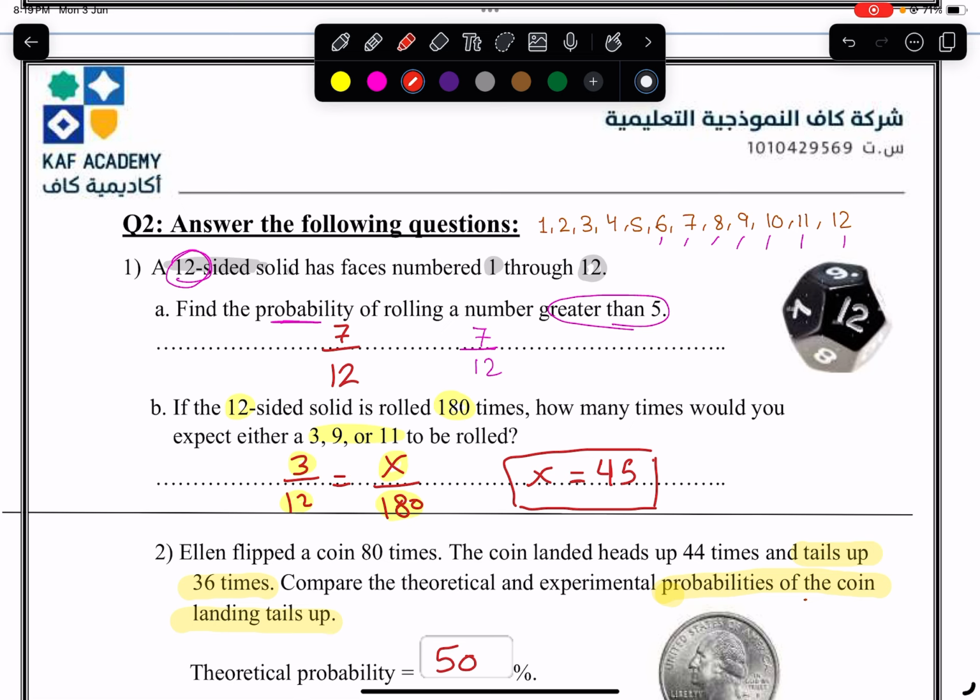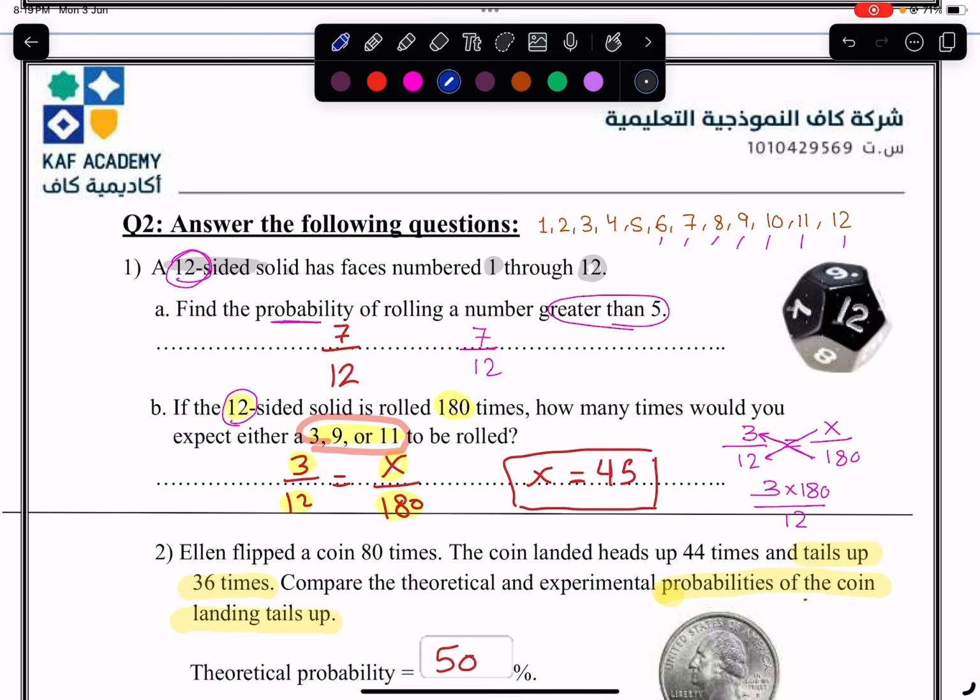So if I give you the number rolled, that means you have 3 over how many faces? 12 equals x over 180, because 180 is the total. We know every total we put it down over x. Now cross multiply. What is the meaning of cross multiply? 3 times 180 over the opposite side of x, which is 12.